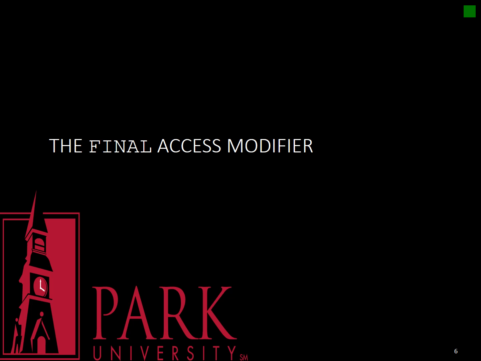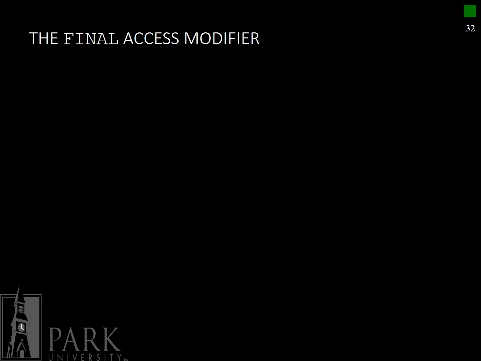We've already seen how to use the final access modifier to create a constant variable that can't be changed. Let's take a look now at how we can use it with methods and classes. If you want to specify that a method definition cannot be overridden with a new definition in a subclass, you use the final modifier in the method heading. For example, if we have a method named getName, we add the final modifier to the method heading to prevent the method from being overridden in the subclass.